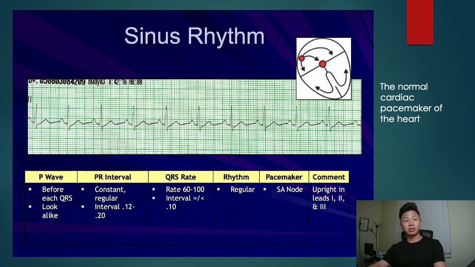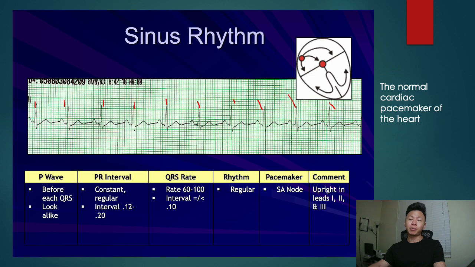So let's take a look at this. One component I told you guys to find is using the 6-second method. The first thing we do is count the R's. So we have 1, 2, 3, 4, 5, 6, 7, 8, 9, and 10. By counting the R's in the 6-second strip, we take that 10 and multiply it by 10, because there are 10 six-second strips in a minute. So we have 100. A normal regular heart rate is about 60 to 100, so we would find this as normal.